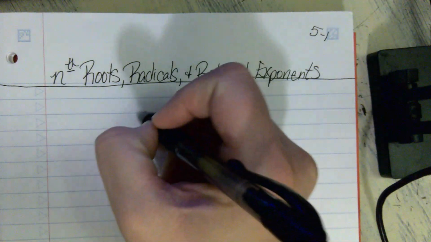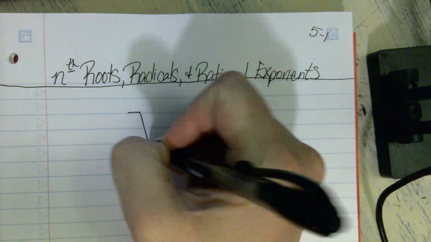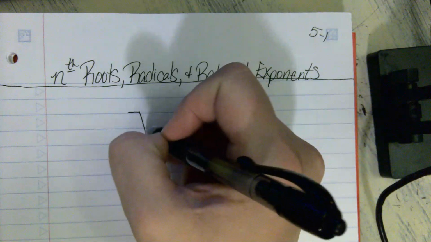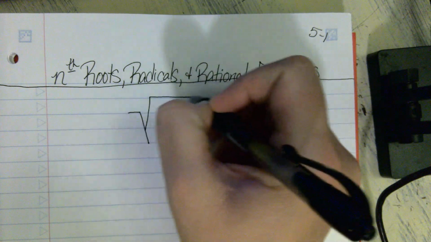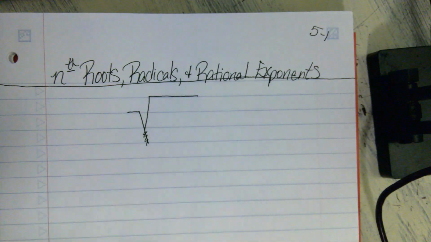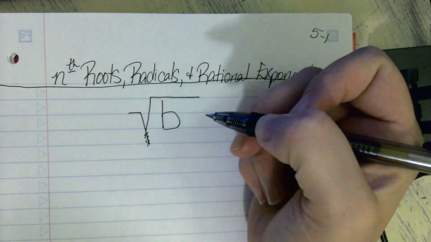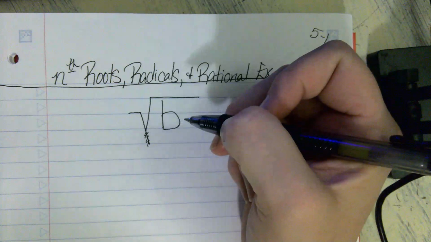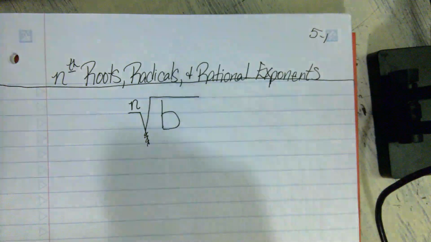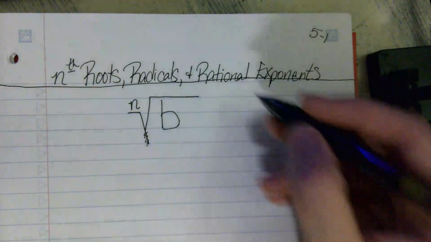Alright, so let's first review our radical symbol. A lot of times we call them square root symbols, but they're actually called radicals. And then we usually have something underneath. Sometimes you'll have a number sitting here on this little ledge, and sometimes you don't. When you do not see a number sitting there, it's an invisible 2.